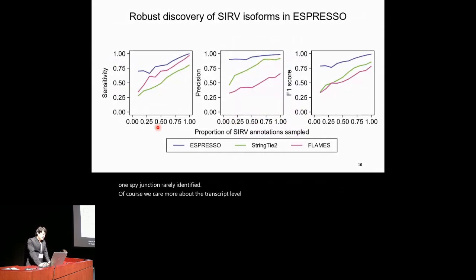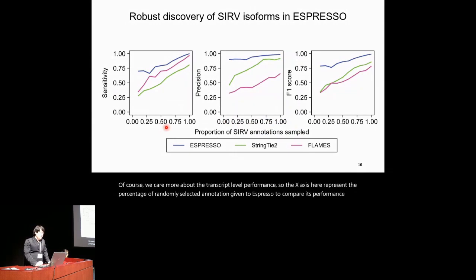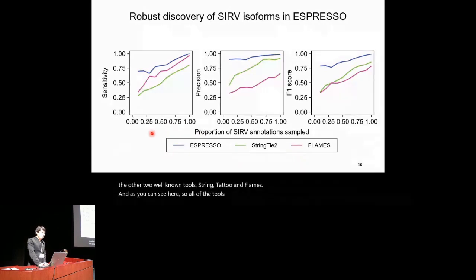The x-axis here represents the percentage of randomly selected annotation given to ESPRESSO to compare its performance with the other 2 well-known tools, Rentai2 and Flames. As we can see here, all of the tools have a better performance with more annotations, but ESPRESSO outperforms the other 2 in terms of both sensitivity and precision.